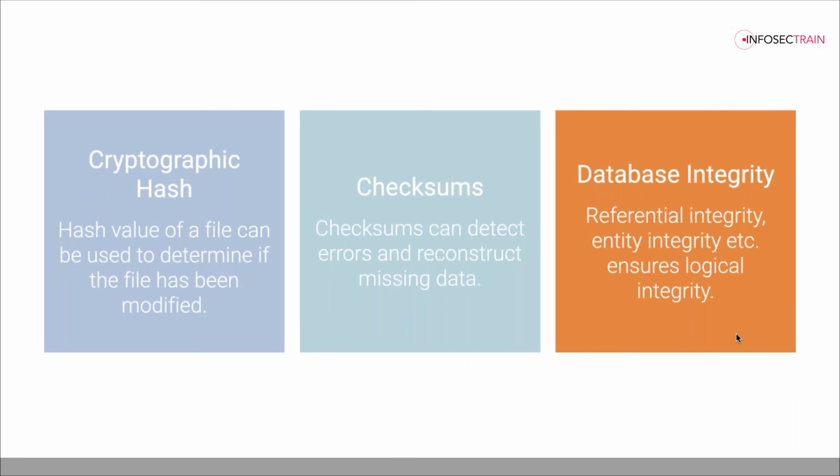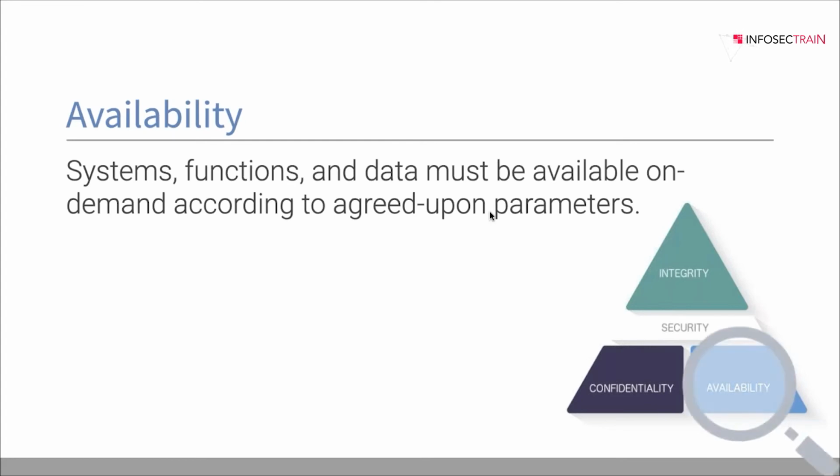So are you saying that the data system should be available whenever the person wants? So it should be 24/7, 365 days, 100% available. Is that what you mean? It should be available every time. Okay, ensuring seamless data access. Somebody says it depends on the SLA. Yes, that's a good one. Availability means your systems, functions, and data must be available on demand according to agreed upon parameters. So it may not necessarily be 24/7, 365 days, 100% available.